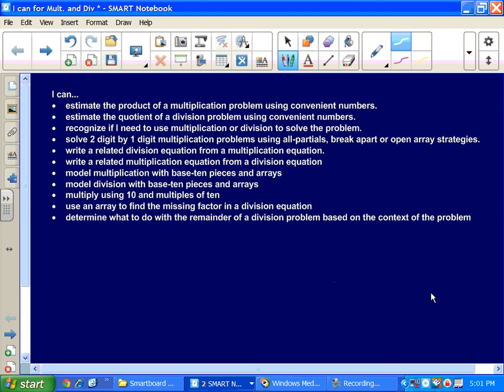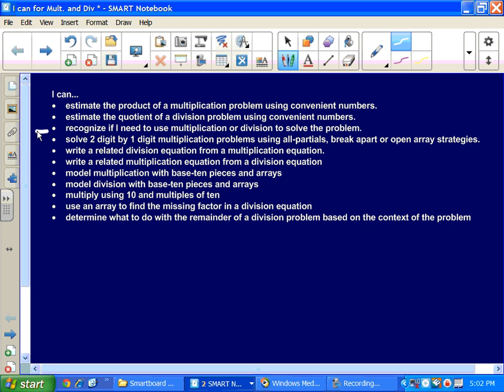Guys, just one more little review to help you with your test on Wednesday. If you can go through and say these statements: I can estimate the product of a multiplication problem using convenient numbers. I can estimate the quotient of a division problem using convenient numbers. I can recognize if I need to use multiplication or division to solve the problem.